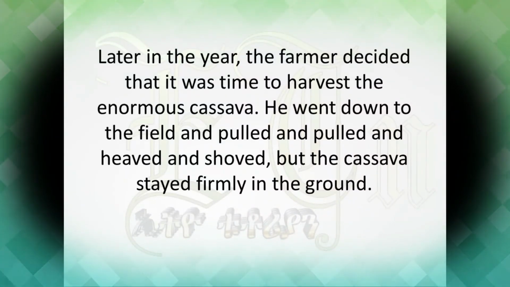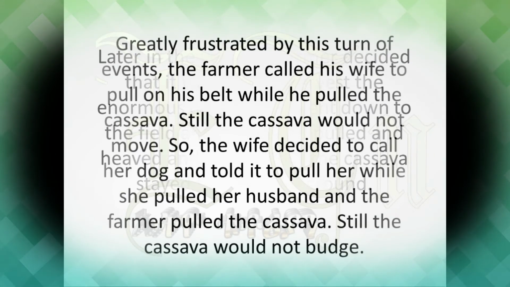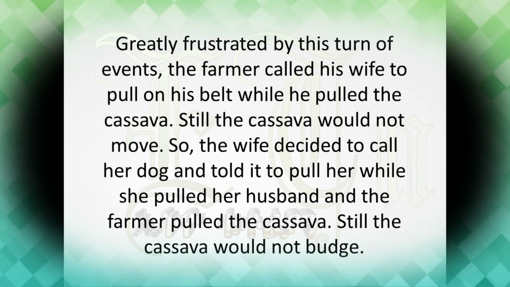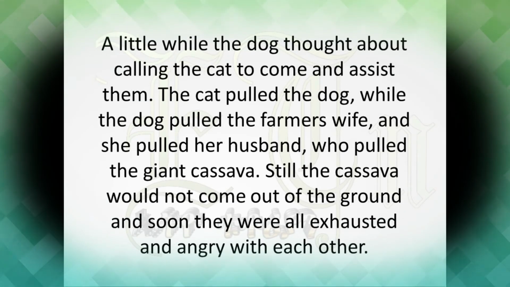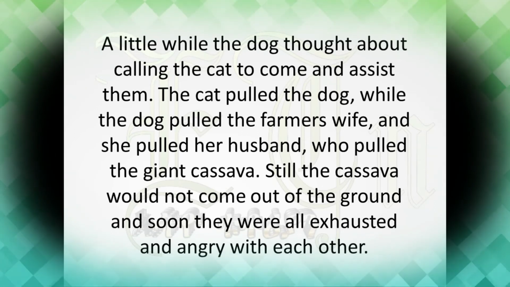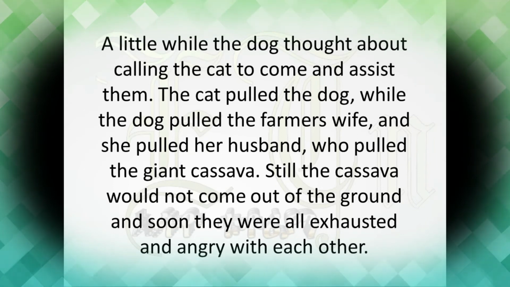He went down to the field and pulled and heaved and shoved, but the cassava stayed firmly in the ground. Greatly frustrated by this turn of events, the farmer called his wife to pull on his belt while he pulled the cassava. Still the cassava would not move. So, the wife decided to call her dog and told it to pull her while she pulled her husband, and the farmer pulled the cassava. Still the cassava would not budge. A little while later the dog thought about calling the cat to come and assist them. The cat pulled the dog, while the dog pulled the farmer's wife, and she pulled her husband, who pulled the giant cassava.